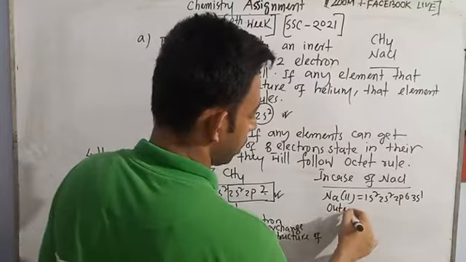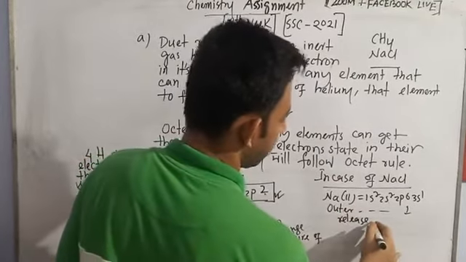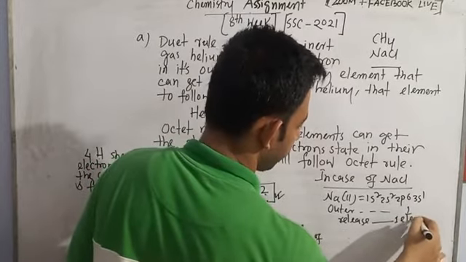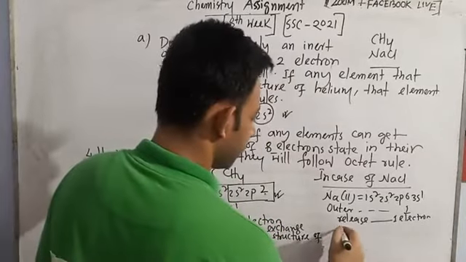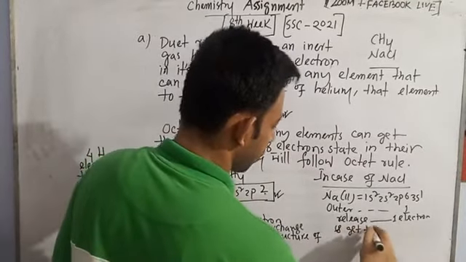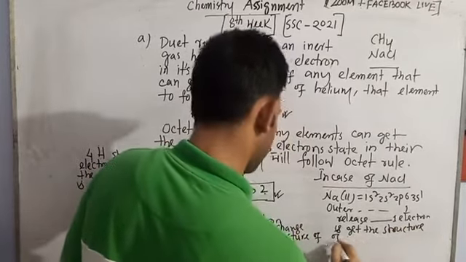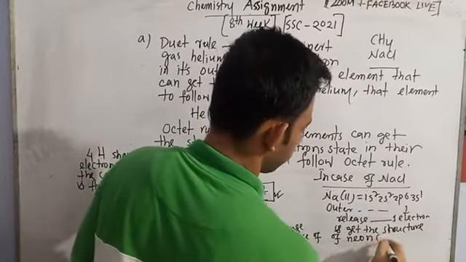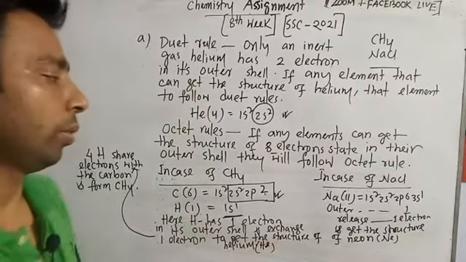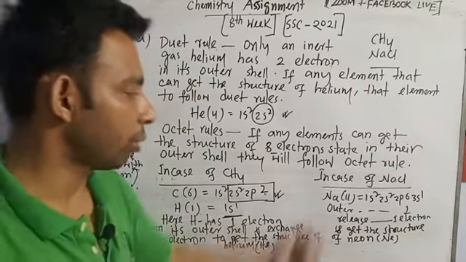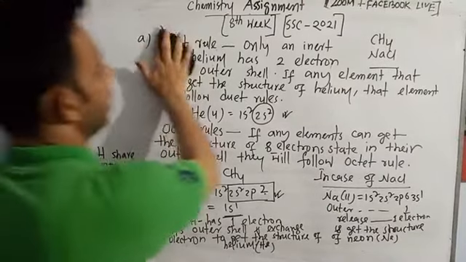You will write outer shell electron 1. Sodium will release 1 electron and get the structure of neon. You can write in V. Okay, neon. On the other hand, chlorine, you will write the electron distribution of chlorine on the right. It is in the above part.